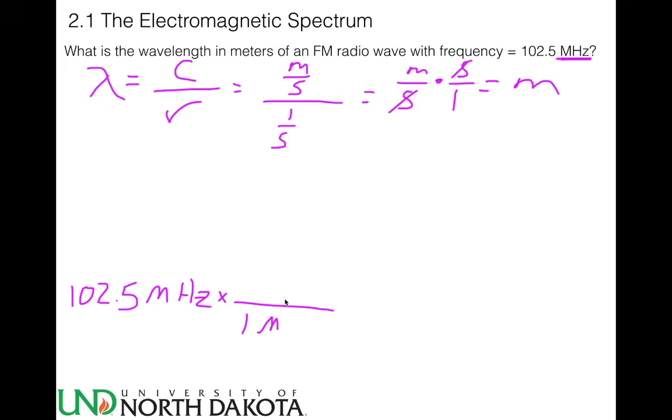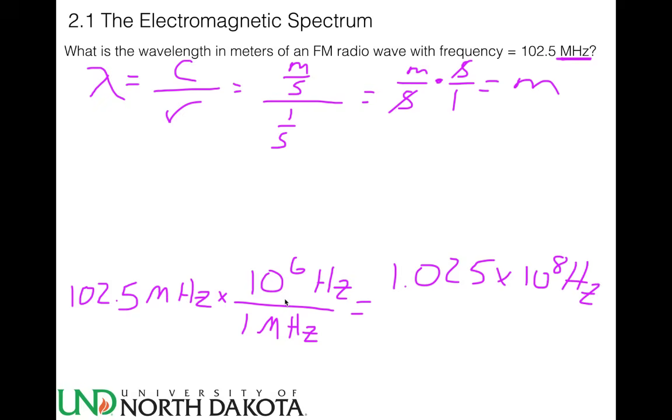In 1 megahertz, there are 1 million hertz, 10 to the 6th hertz. And so when we multiply 102.5 by 10 to the 6th, we get 1.025 times 10 to the 8th hertz. And so that's what we can plug in for our frequency.